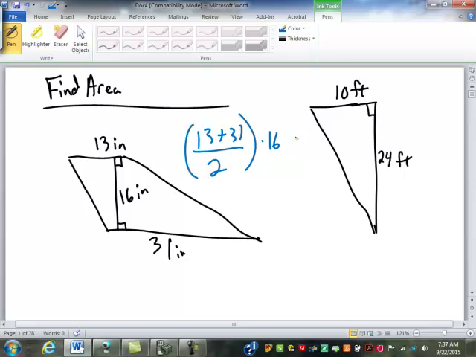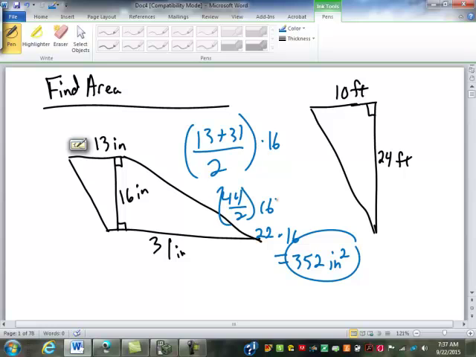So what do we get? 13 plus 31 is 44. Divided by 2 is 22. Times 16 is 352. And that is inches squared. Any questions on that one? That look familiar?